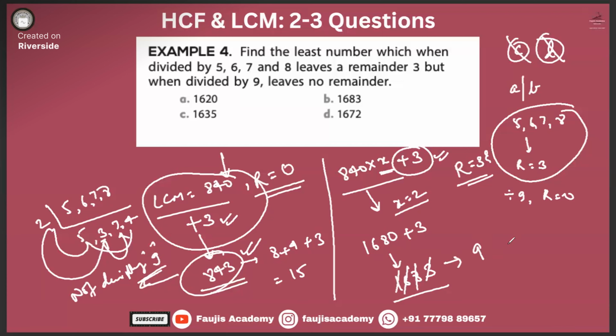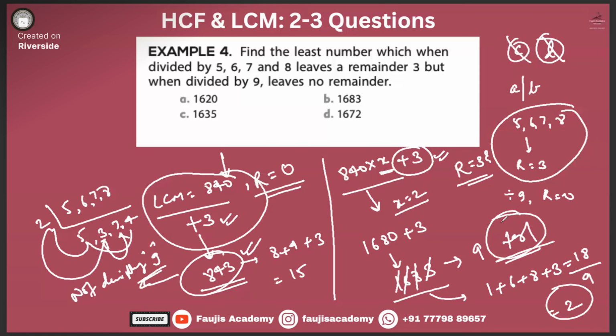819639. Yes, it is divisible by 9, no? 1, 6, 8 and 3. Summation is 18, which is divisible by 9 two times. That means, yes, we are concluding it is divisible by 9. Right, guys? Clear? Let's move.